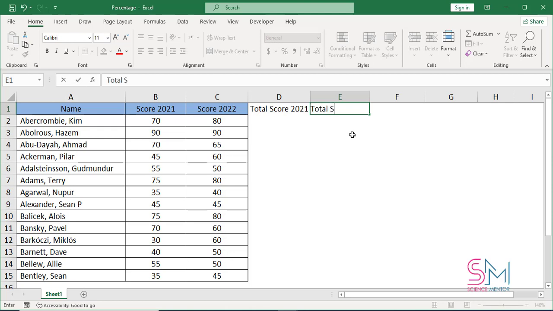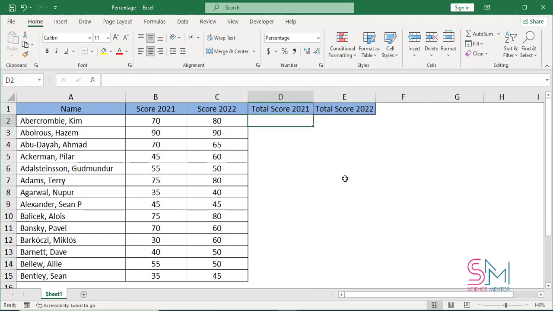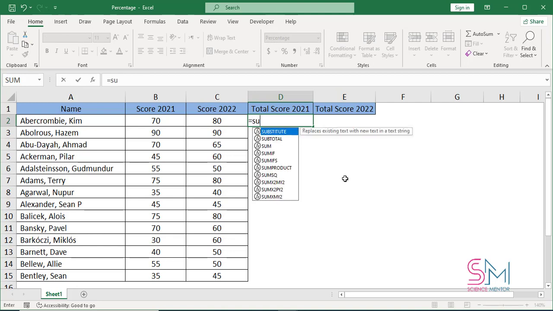Firstly, I try to make two columns and name them Total Score 2021 and Total Score 2022. These columns are sum of scores of 2021 and 2022 respectively.